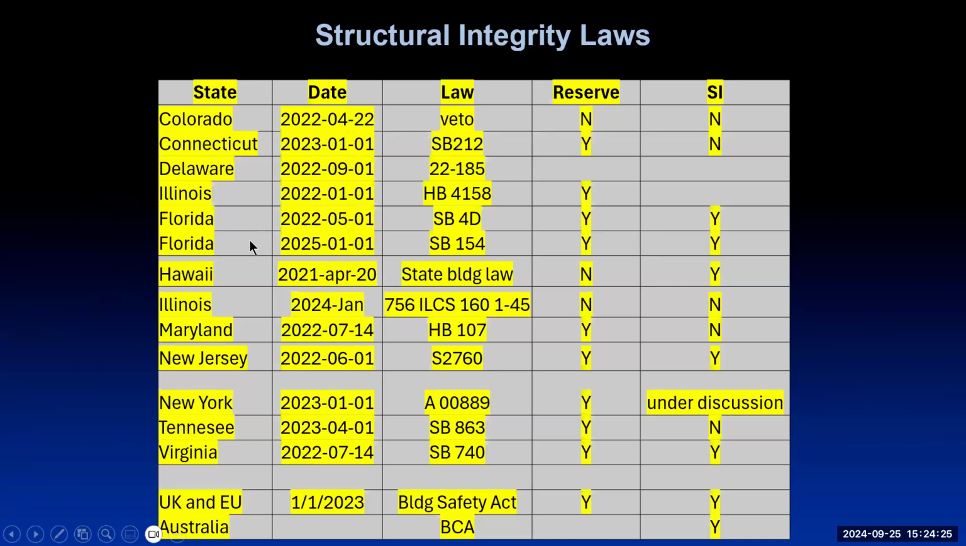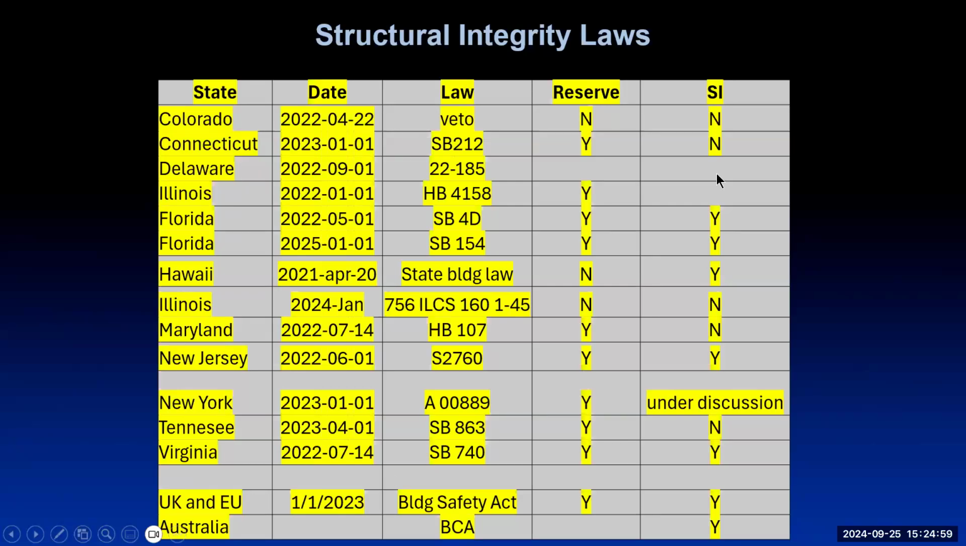There are two parts to the Florida Code. They immediately went in and they've adjusted it slightly in 2025. Oh, it will be in 2025. Hawaii, Illinois, Maryland, New Jersey, New York, it's under discussion, Tennessee and Virginia. Worldwide, the UK and the EU and Australia have things.